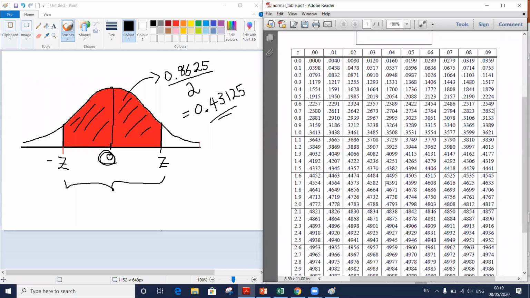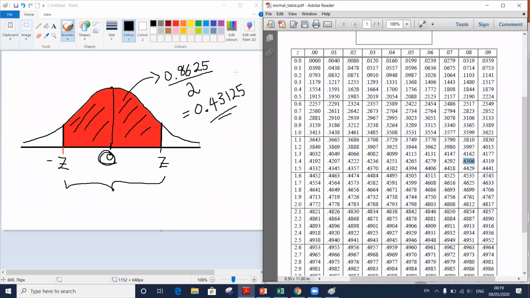Where is 0.43125 in the table? What can we consider? 4306 or 4319? Which is the closer value? Right? We will consider 0.4306.